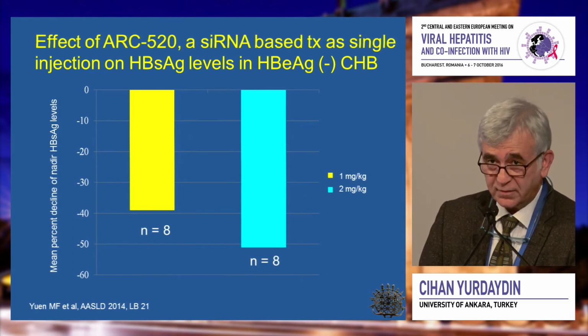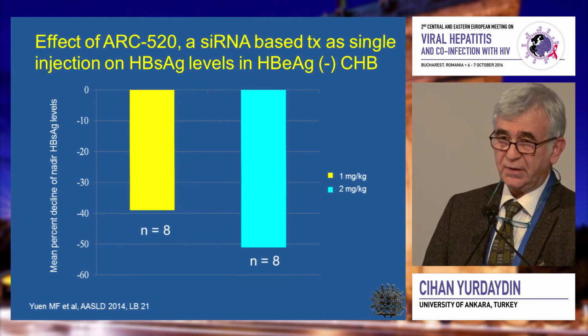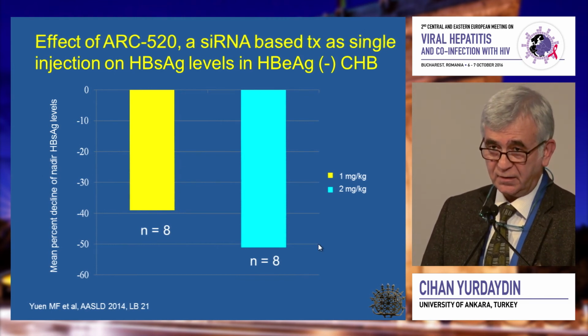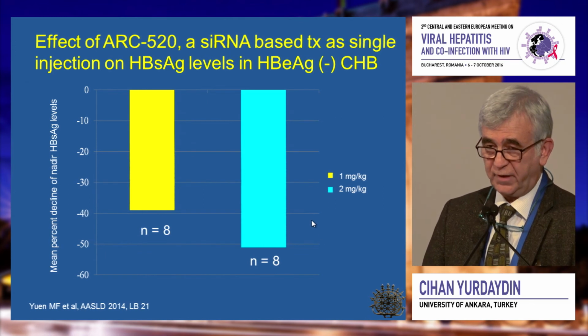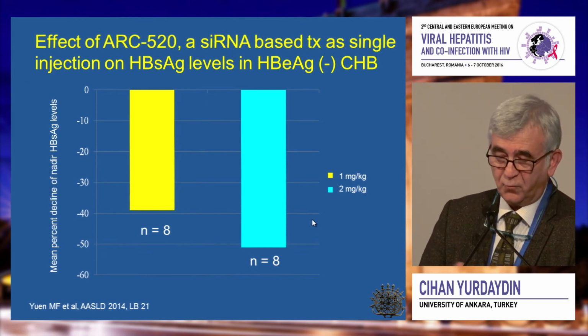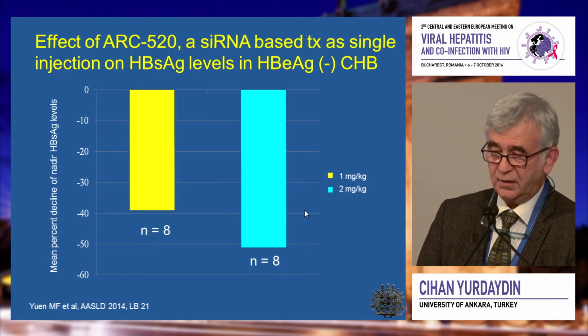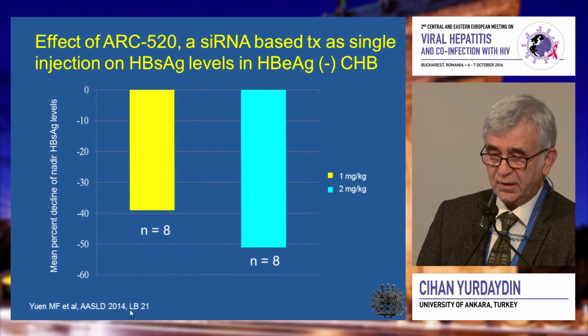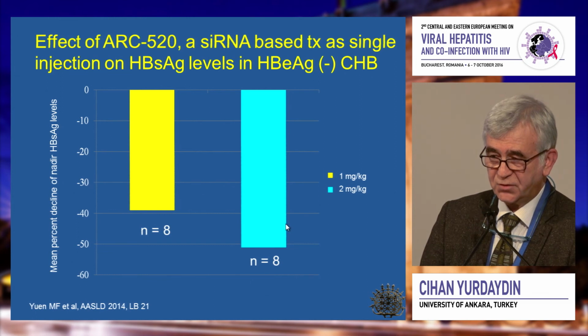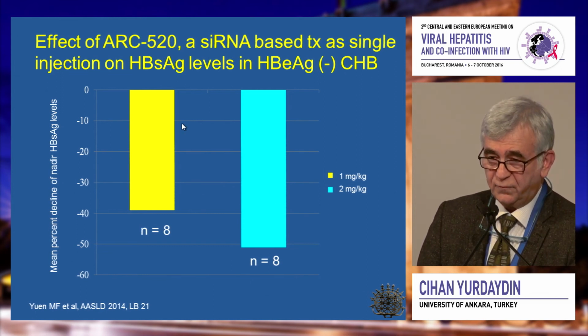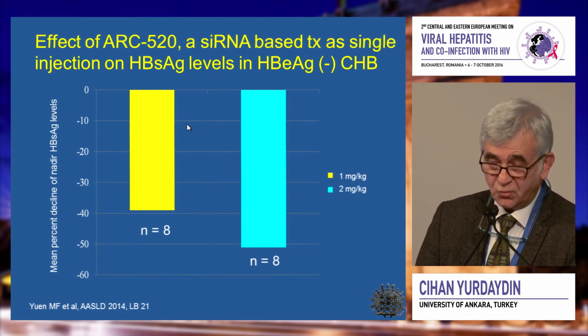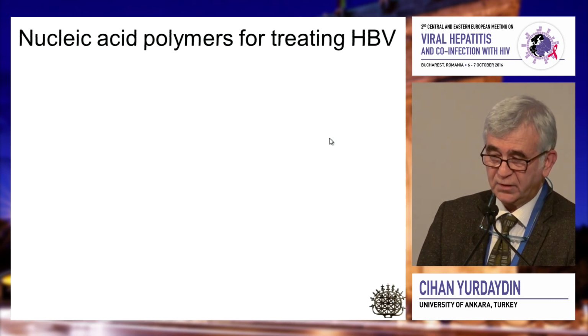There are more data, but I cannot show them, but they will be presented at the ASLD. There will be many presentations of lonafarnib monotherapy or in combination with ritonavir and so on by different centers. Another approach is small interfering RNA. This was shown at AASLD 2014. There was a dose-dependent decrease of surface antigen by a single injection of ARC520. There will be other studies, hopefully, with repeated doses, but we have to wait and see.